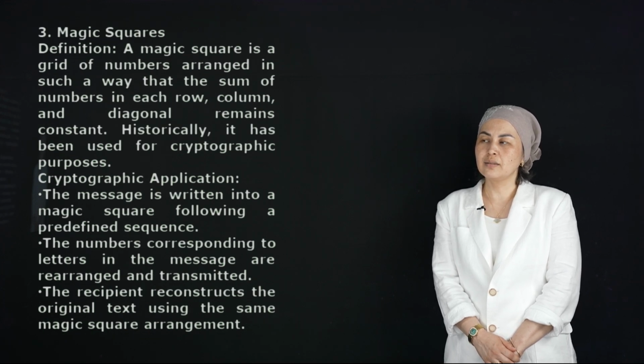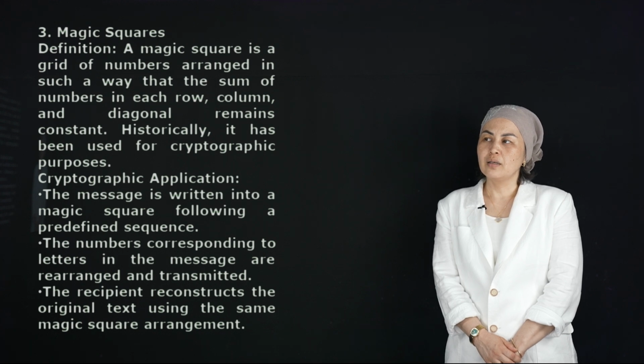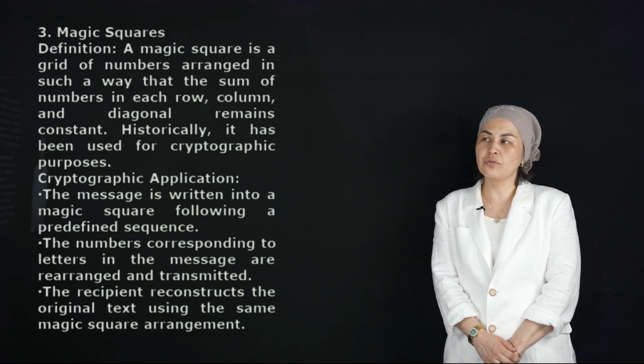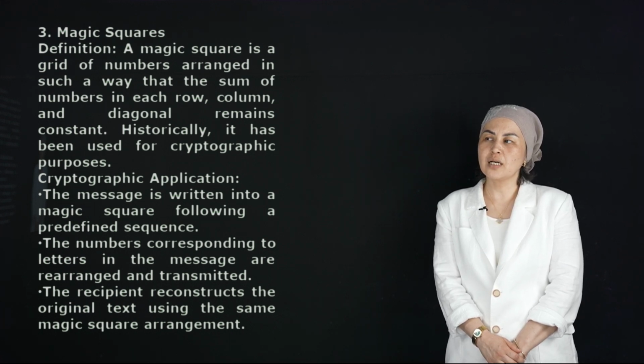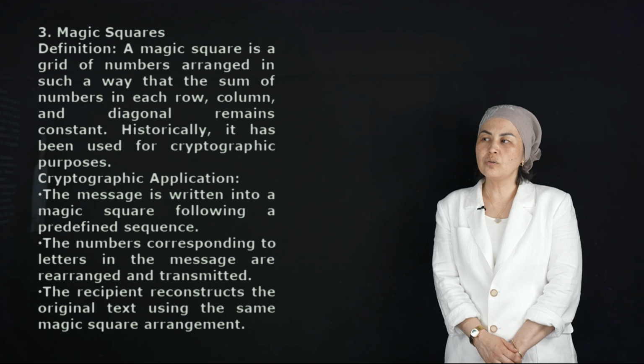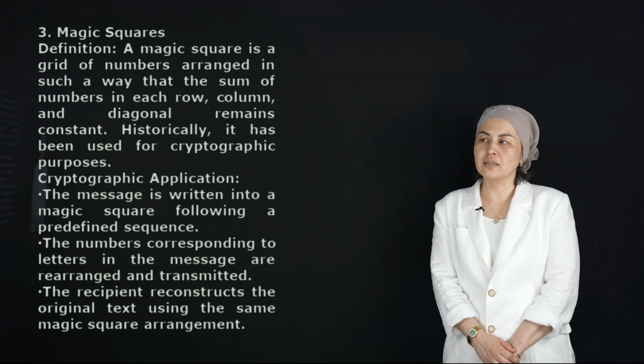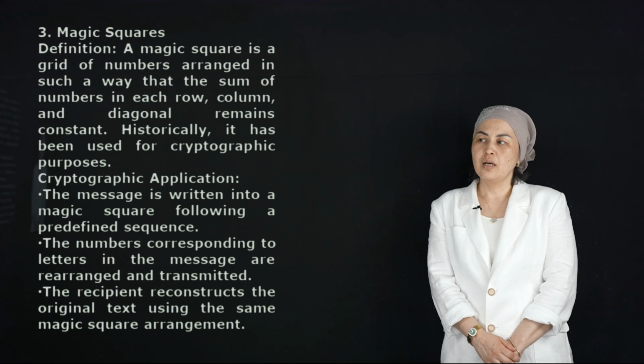Next, the magic square. We have a definition. A magic square is a grid of numbers arranged in such a way that the sum of the numbers in each row, column, and diagonal remains constant. Historically, it has been used for cryptographic processes.